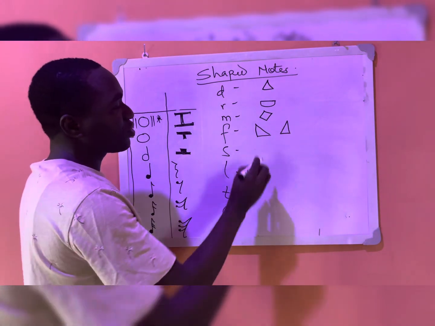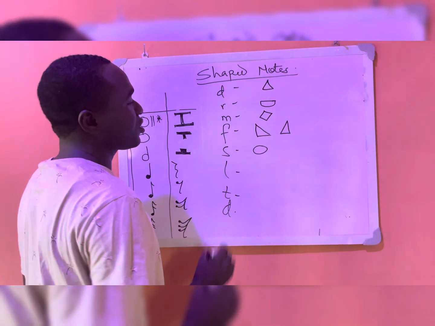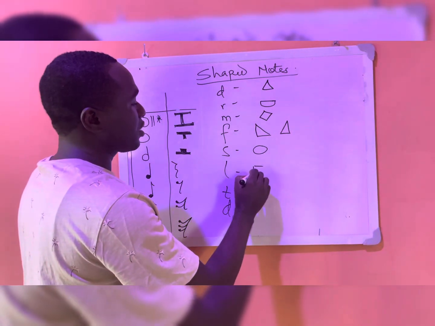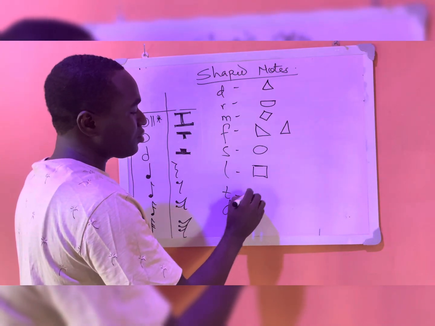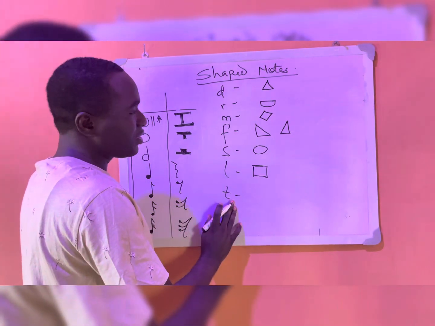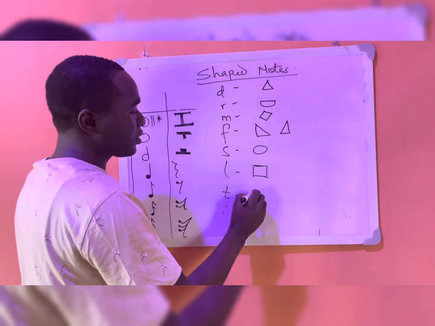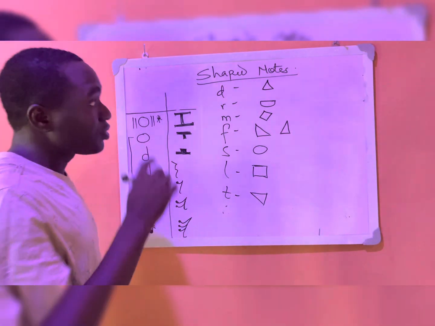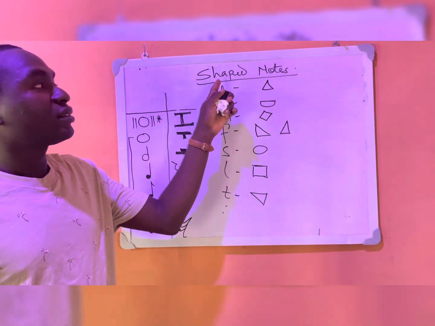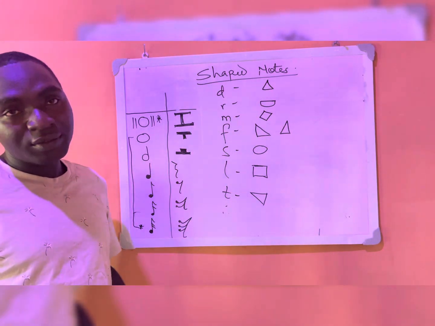This is your fa, then your sol is oval in shape, your la is a rectangle, your ti is an inverted do. That's the triangle that is facing downwards. So these are the shape notes that we have.